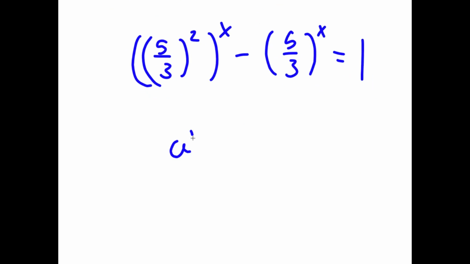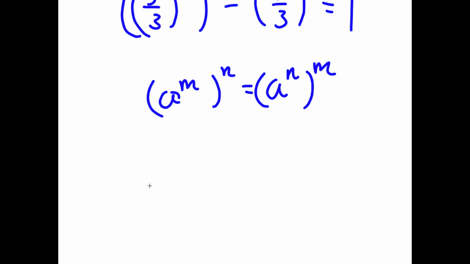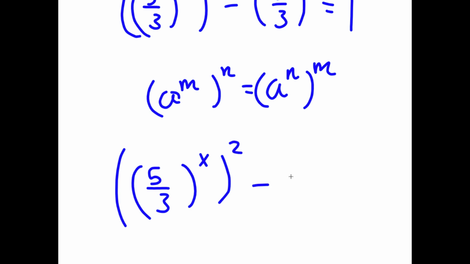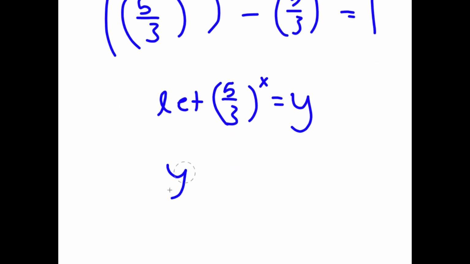And if I have something in the form a to the power of m to the power of n, this is equal to a to the power of n to the power of m. So 5 over 3 to the power of 2 to the power of x, that's going to equal 5 over 3 to the power of x to the power of 2. Now I have this minus 5 over 3 to the power of x is equal to 1. Now I'm going to let 5 over 3 to the power of x equal to the variable y. So now I have y squared minus y is equal to 1.